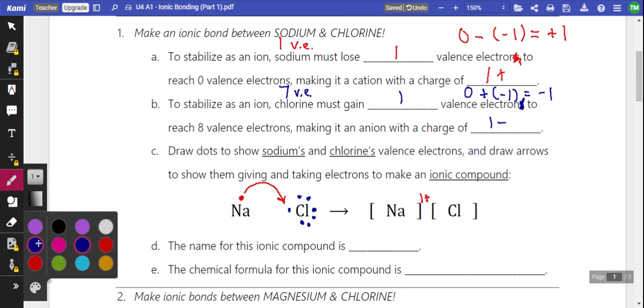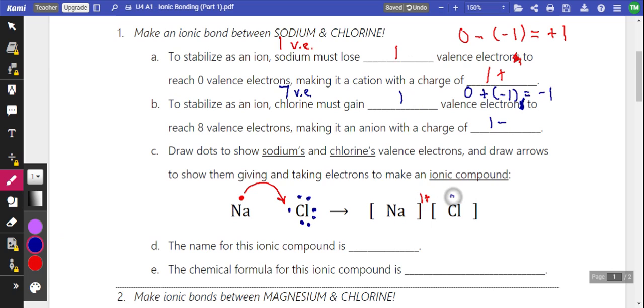All right, our chlorine now has its original 7: 1, 2, 3, 4, 5, 6, 7, along with an 8th electron that it has picked up from sodium. So it now has a total of 8. It's got an octet. It's now more stable as well. All right, and by picking up 1 extra electron, it now has a negative charge, which we write as a 1 minus charge.